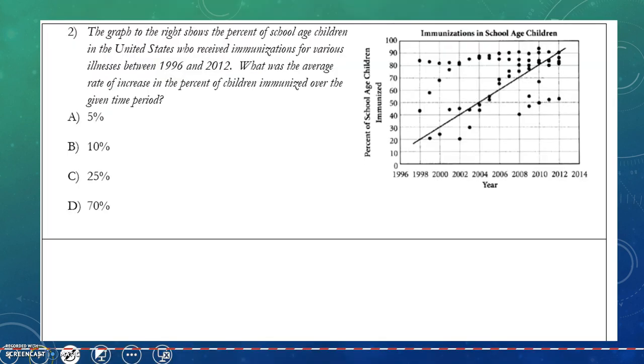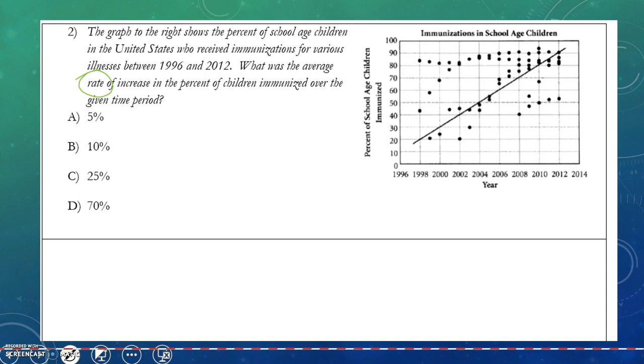The second one, the graph to the right shows the percent of school-age children in the U.S. who received immunizations for various illnesses. What was the average rate of increase in the percent of children? So when it says rate, that's talking about slope. Whenever you hear the word rate and it's talking about some kind of line, that means slope. So in this case, I am already given the line. I don't have to create it myself.